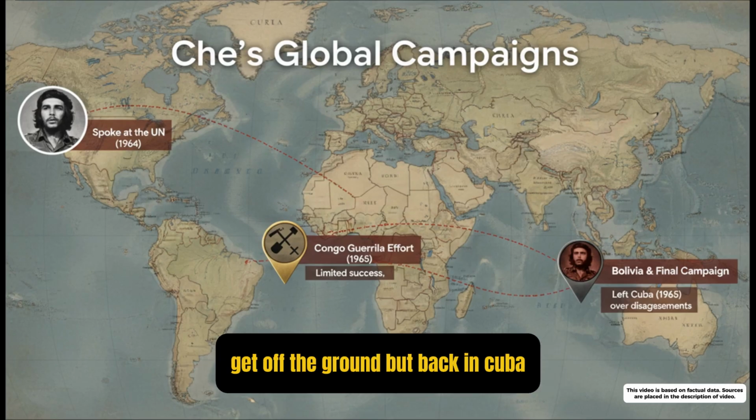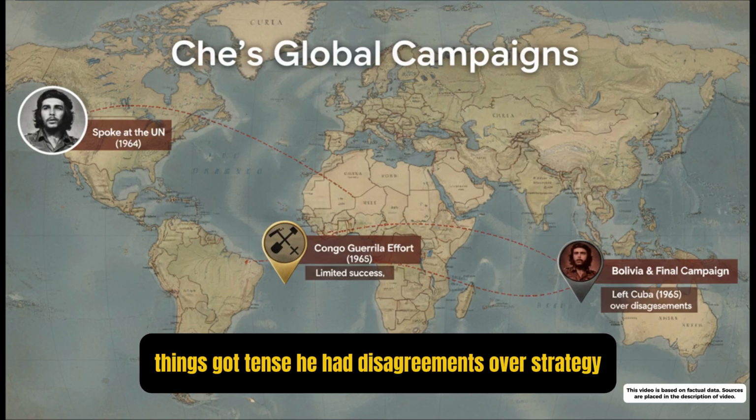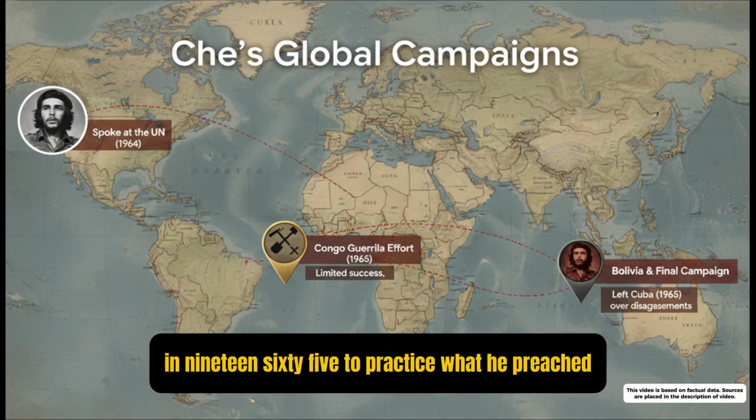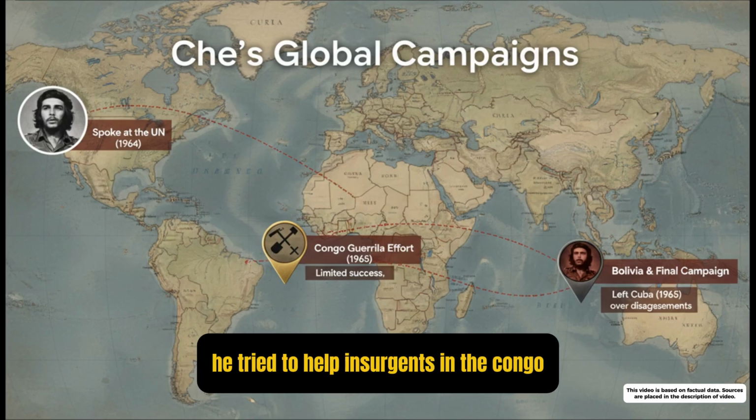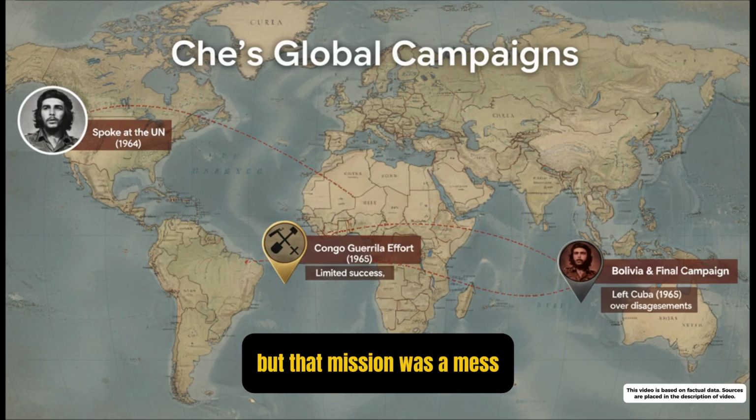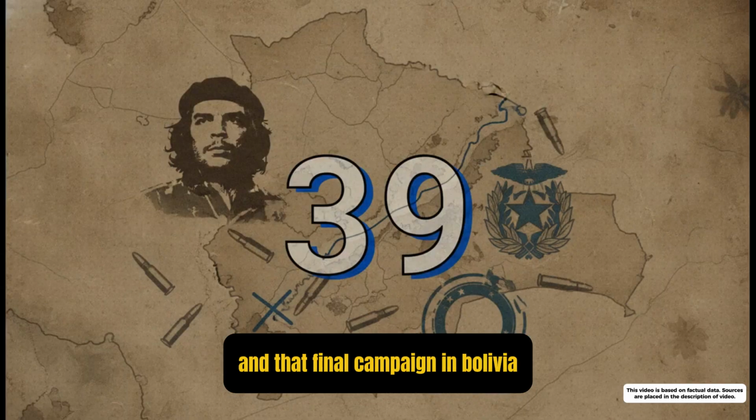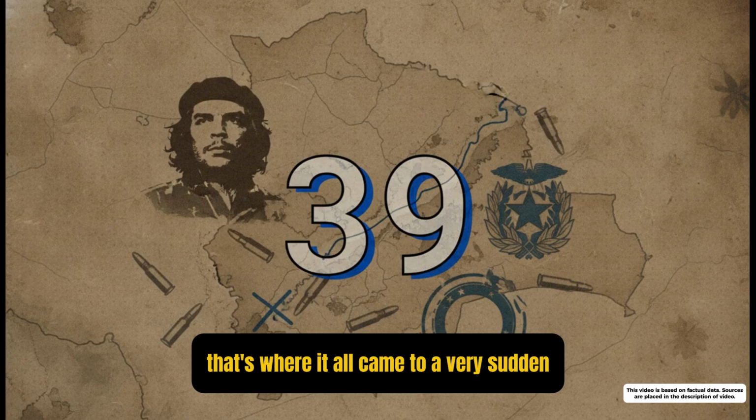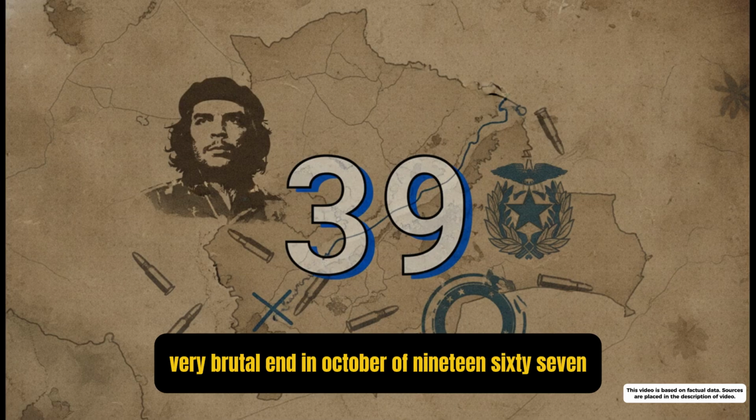But back in Cuba, things got tense. He had disagreements over strategy and ended up leaving the country in 1965 to practice what he preached. He tried to help insurgents in the Congo, but that mission was a mess. Then he tried again in Bolivia, and that didn't go well either. And that final campaign in Bolivia, that's where it all came to a very sudden, very brutal end.